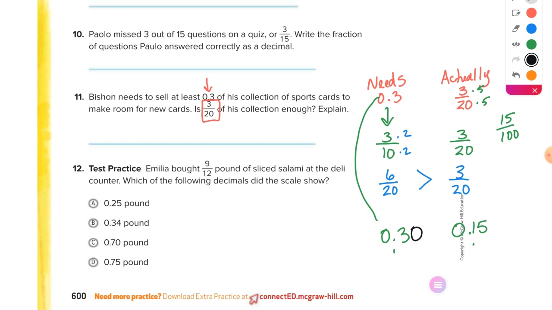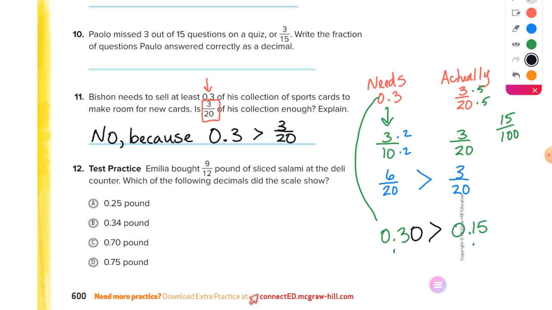Do we still agree that 30/100 is greater than 15/100? So he still did not get rid of enough. So is 3/20 of his collection enough? No. And our reasoning would be 0.3 is greater than 3/20. To do the math and figure it out, I need them the same form, but I always give my answer exactly how they gave me the problem. That one was kind of tricky.